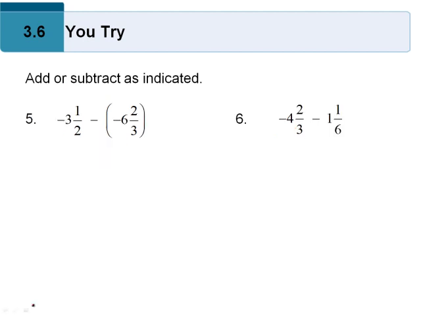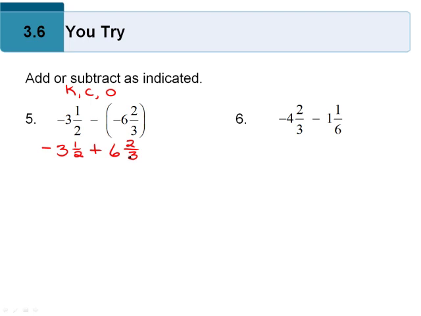All right, so here's a couple more. Oh, these look kind of messy with the signs. So on the first one, because you've got all the subtraction signs there, you definitely need to change the signs. So we're going to do keep, change, opposite. So negative 3 1/2, that's a keep. Change it to addition, and the opposite would become positive 6 2/3.